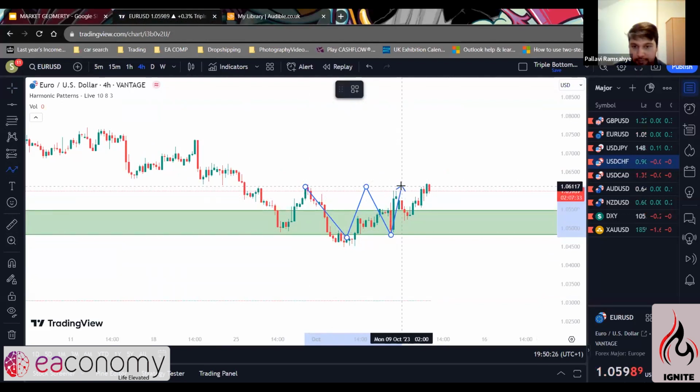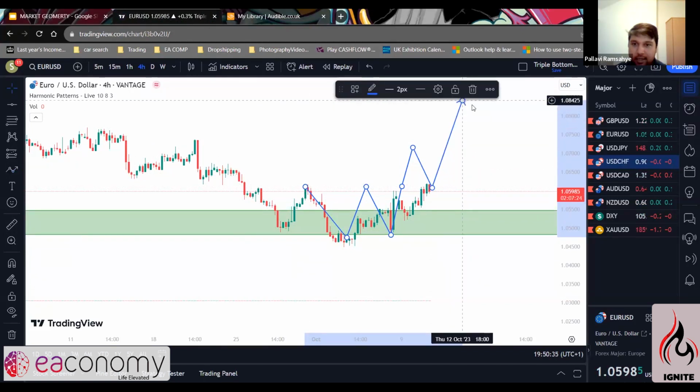That would be perfect. That'd be amazing. And then it broke out, came back, retested, and left. So to answer your question, the question was, what patterns would be good for a scalper?